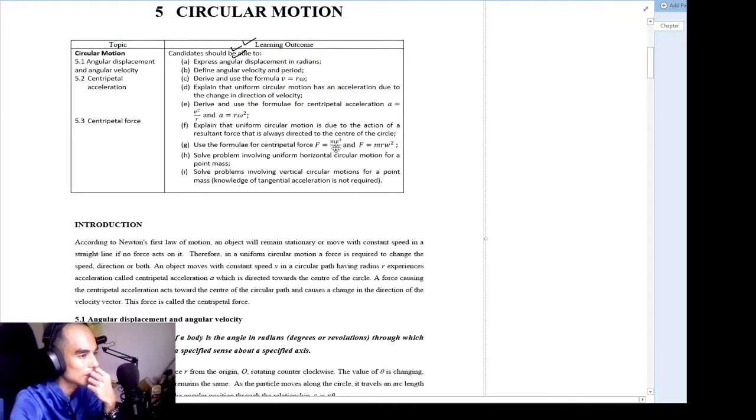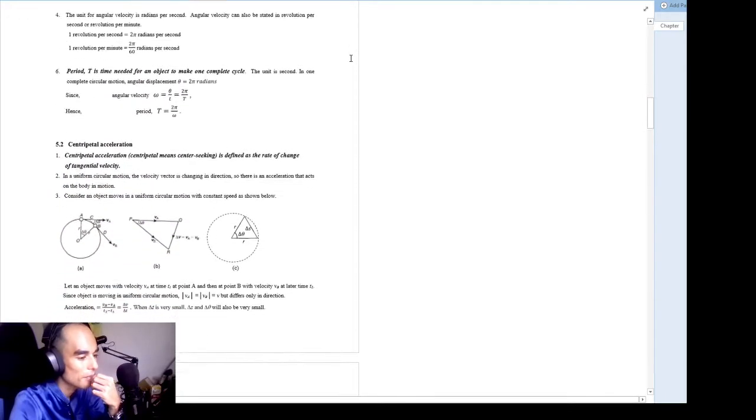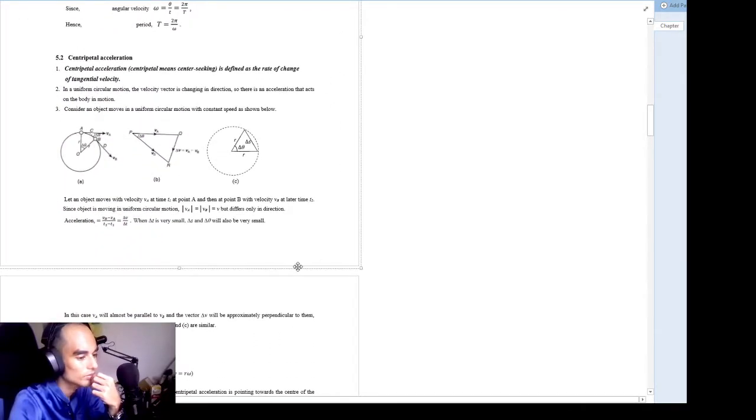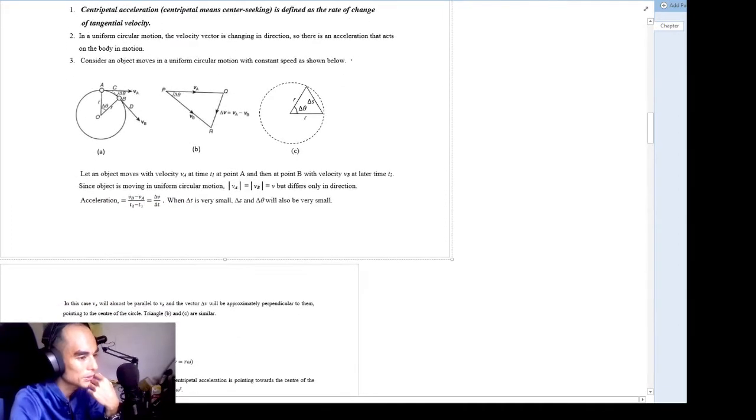So like express angular displacement, this one we have done before. Angular displacement, this one we have done before. Angular velocity and period done. Use the derive formula. This one, I don't know whether you will be asked or not. Okay, I think it has been asked before.